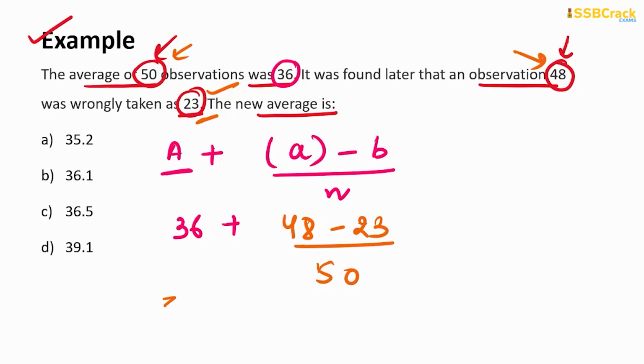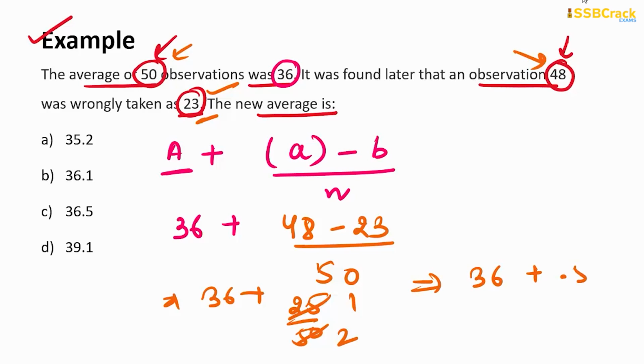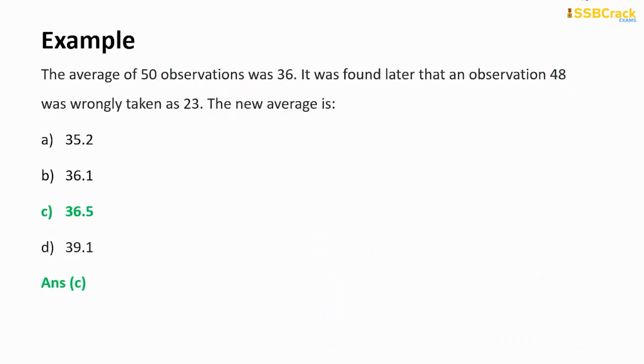Right? So it will be 36 plus 48 minus 23 will be 25, divided by 50. So 25 ones are and 25 twos are. So it will be 36 plus 0.5, that is 36.5. Right? So the correct average of the 50 observations will be 36.5. That is option C should be the correct answer. Let's check. So yes, option C is correct only.